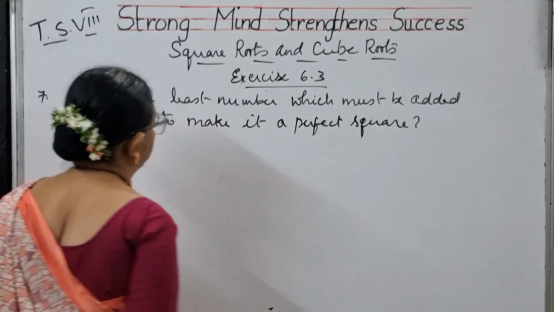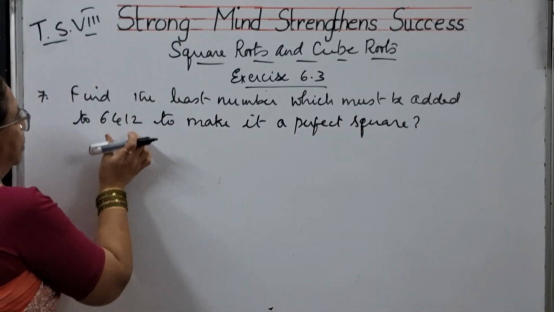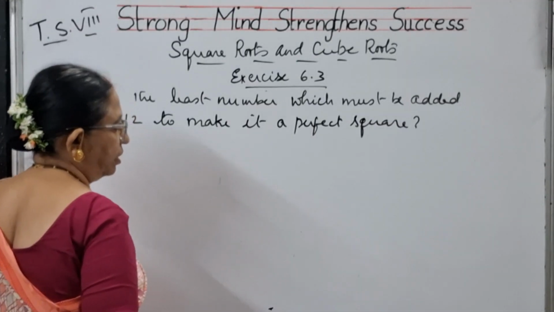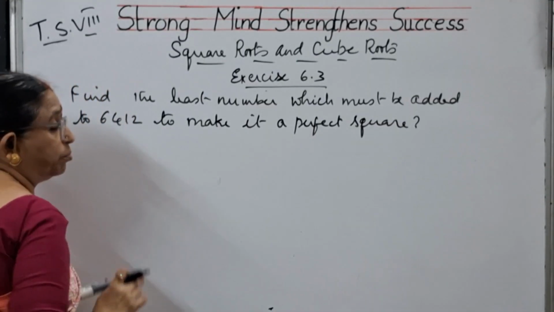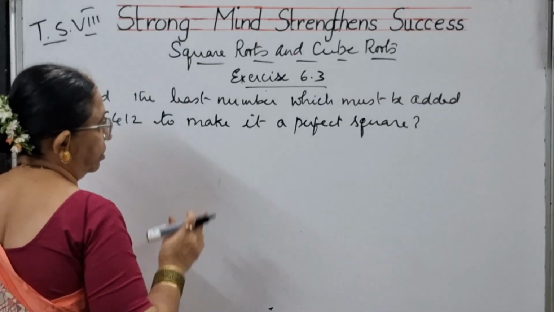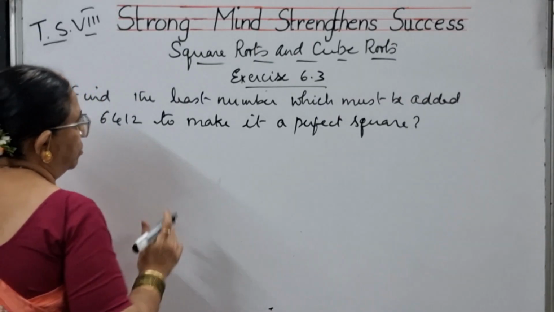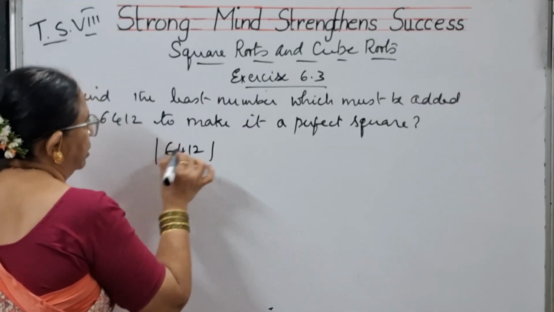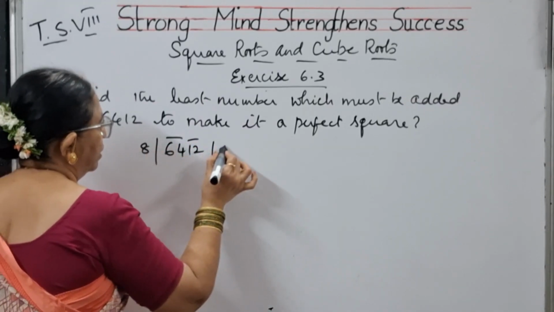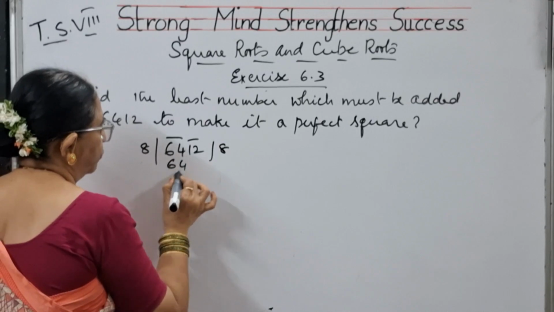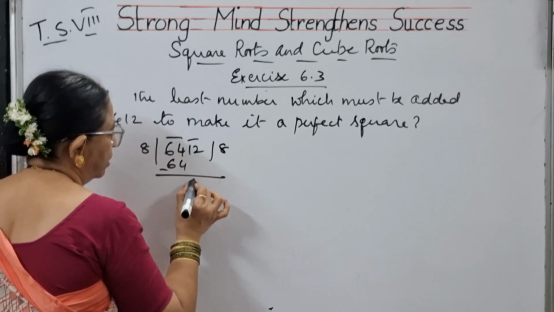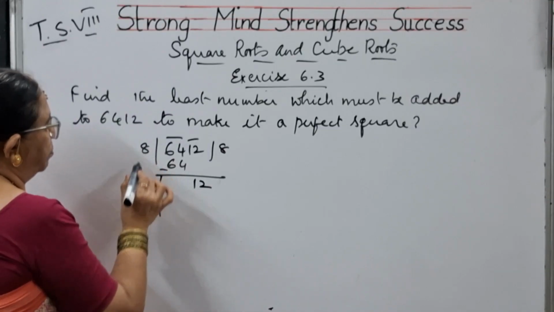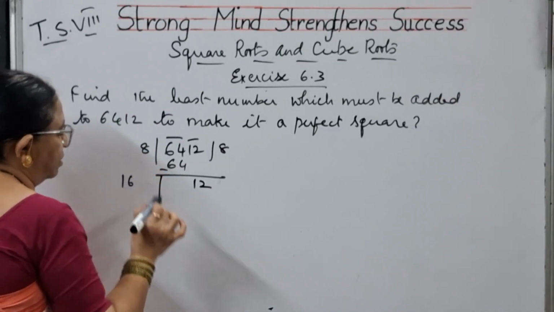So, what is the least number? That means what? 6412 is not a perfect square. You have to add some other number to make it a perfect square. So, what is the least number that should be added? First you take this number and find the square root. 8 eights are 64. So you are getting 12. Here you are getting 0. So if I multiply 8 by 2, it is 16.